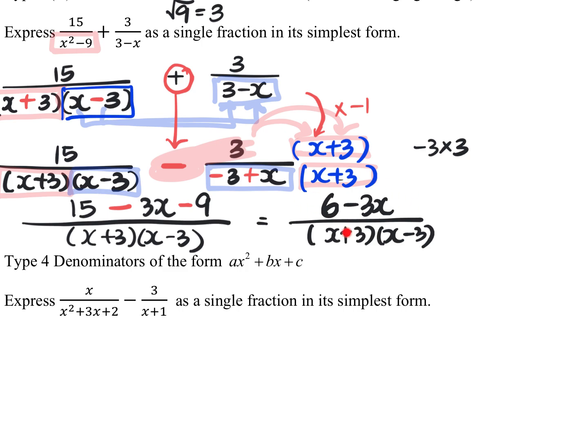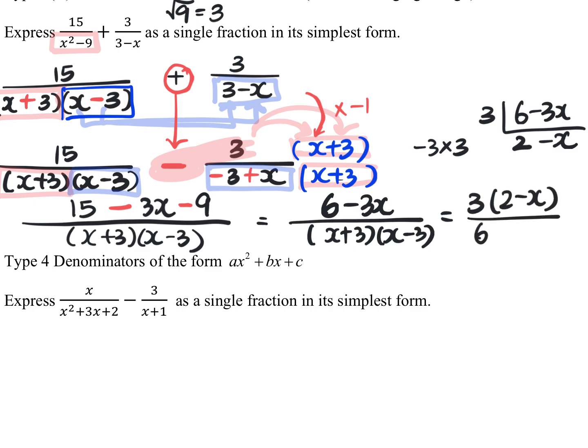There's a common factor in our numerator. So 6 and 3x are both divisible by 3. So we're going to factorize out the common factor 3. 6 divided by 3 will give me the factor 2, and negative 3x divided by 3 will give me negative x. So I keep my common factor 3 and then write down 2 minus x.